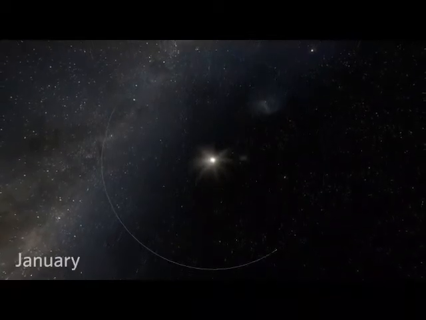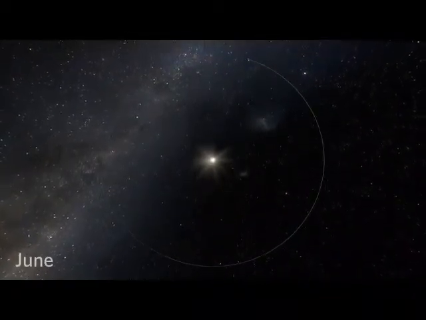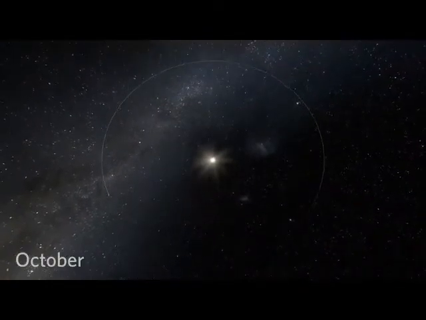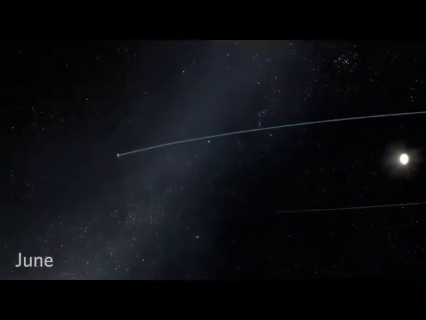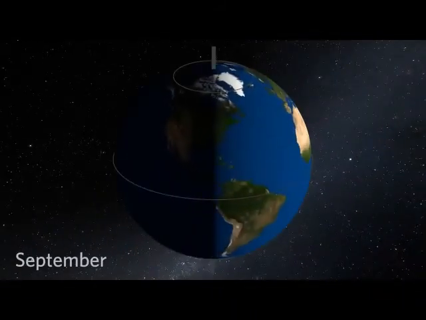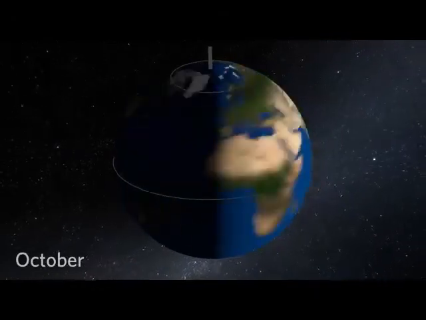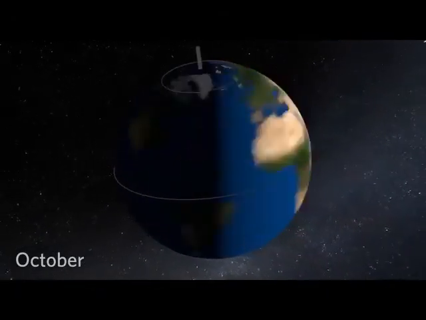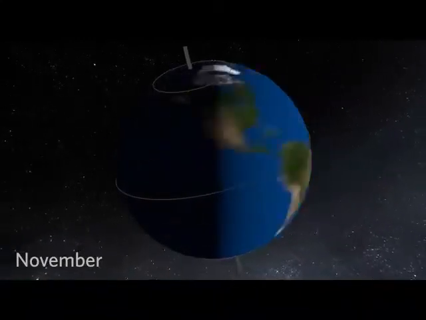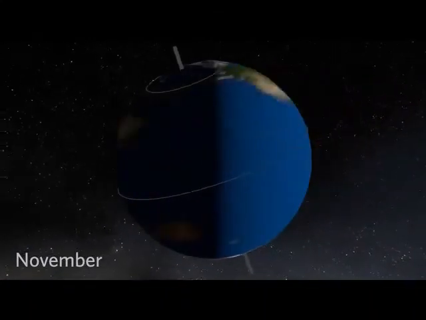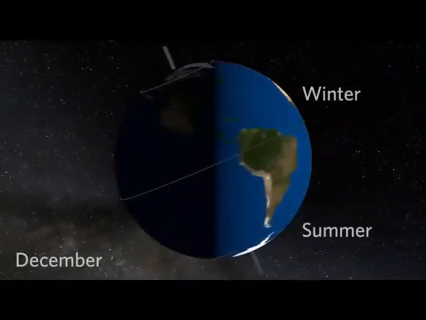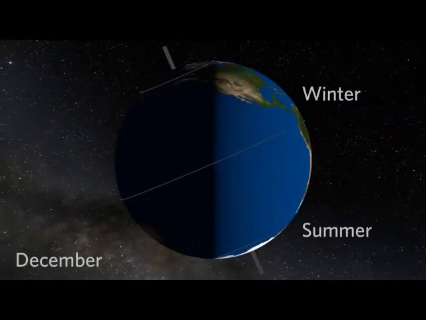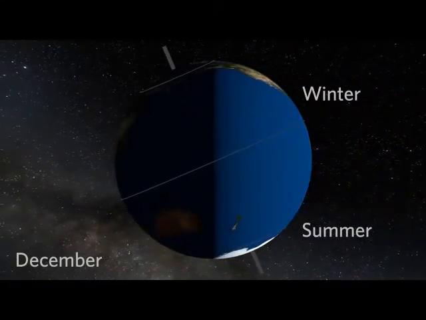Since the earth goes round the sun along an elliptical orbit, the distance between the sun and the earth is not always the same. Moreover, the axis of the earth is slightly tilted. So, the duration of the time when sunlight falls on a particular area of the earth is also not the same throughout the year. These two factors cause different seasons.